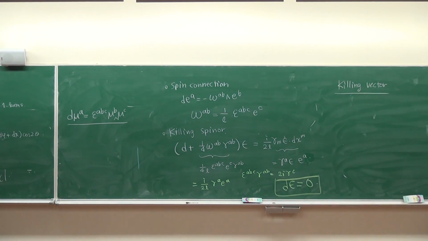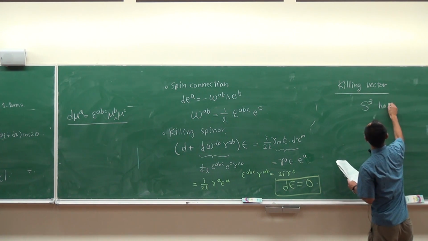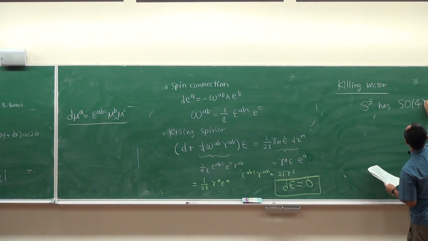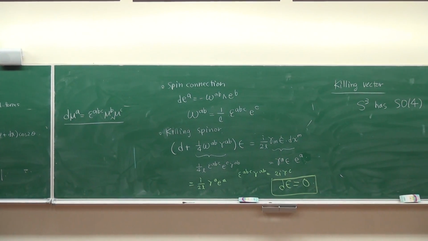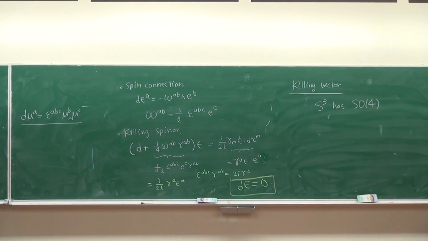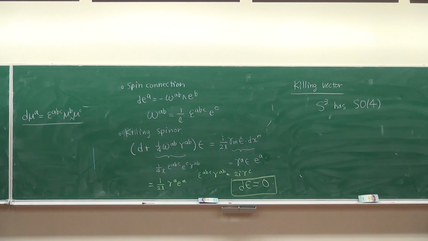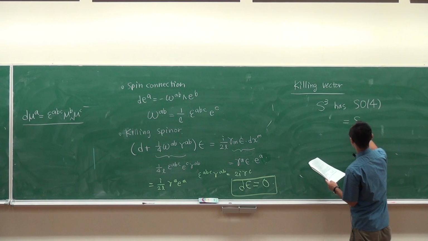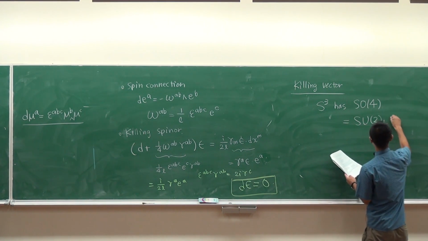A Killing vector is the vector field which generates a symmetry of the curved manifold. S3 has SO(4) symmetry. This is obvious, since in one way of defining S3 we made use of the four coordinates x0, 1, 2, 3, and the equation is invariant under rotation, right? So S3 has SO(4) symmetry, and SO(4), as you know, can be related to a product of two SU(2) groups.